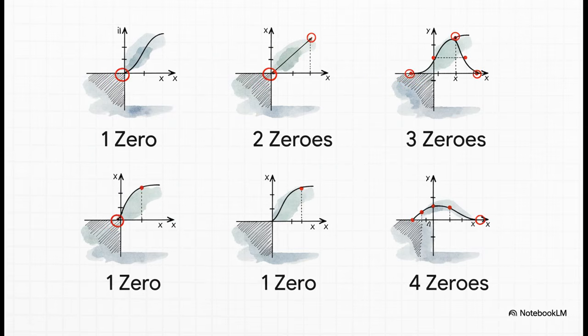Okay, let's see how you did. The first graph crosses just once, so that's 1 zero. The second one crosses twice, 2 zeros. The third graph weaves across 3 times, giving it 3 zeros. The next 2 are back to just 1 crossing each. And that last one, it goes up and down, crossing 4 different times, which means it has 4 zeros. See? It really is that easy. Geometrically, the zeros are just the x-intercepts.